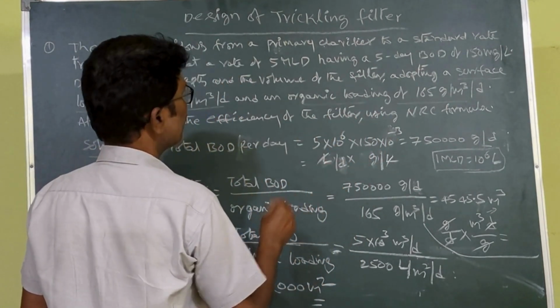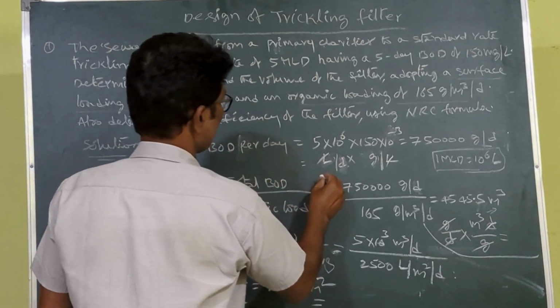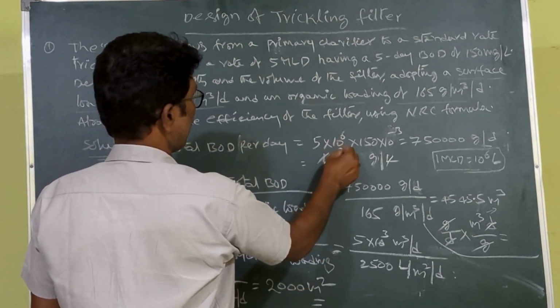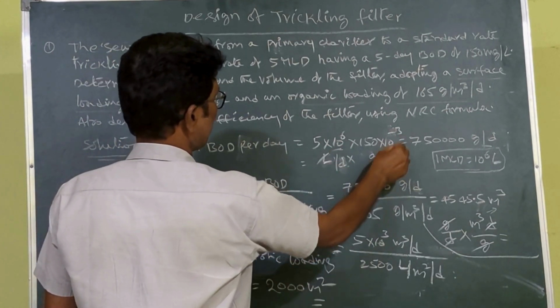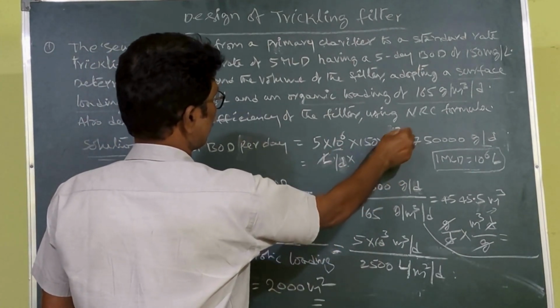This much BOD is to get into the filter. If you simplify these units, I have converted the 10 to the power of 6 MLD to liters per day, and the milligrams converted to grams per liter. So that is the 10 to the power of minus 3.